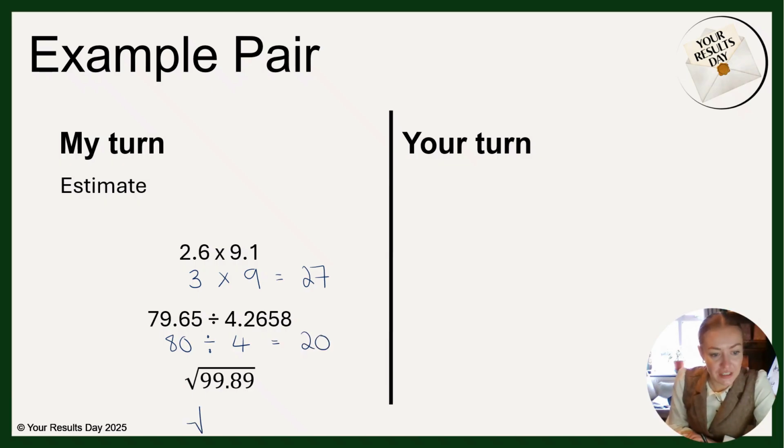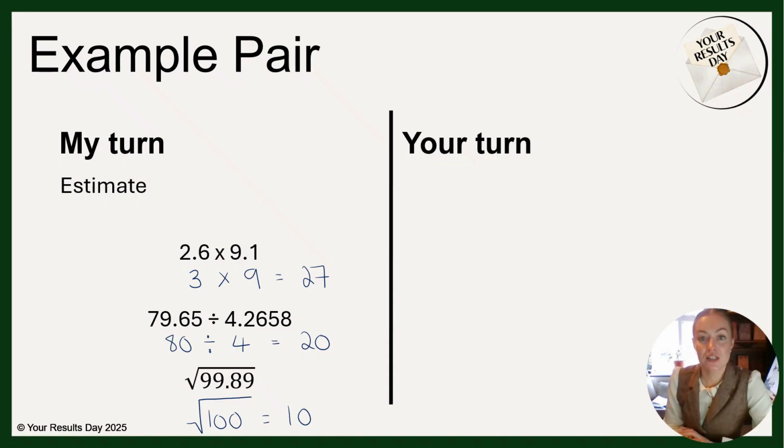Then a little bit trickier, you've got a square root now. 99.89 would round to 100 to one significant figure, and the square root of 100 is 10. Just a reminder that the square root of a number is what you would need to multiply by itself to get to that answer. In other words, 10 times by itself, 10 times 10 gets 100.